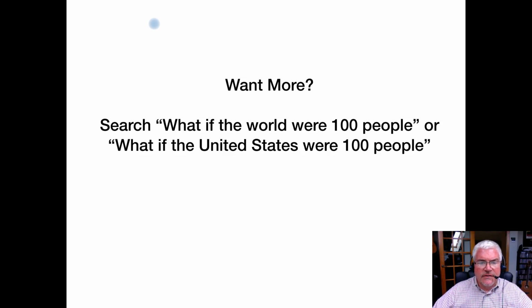A couple of things to keep in mind. Number one, the information is always going to be slightly different depending on when it was done and who did it. And sometimes information is put out there to influence you in one way or another about one thing or another. So everything with a grain of salt.